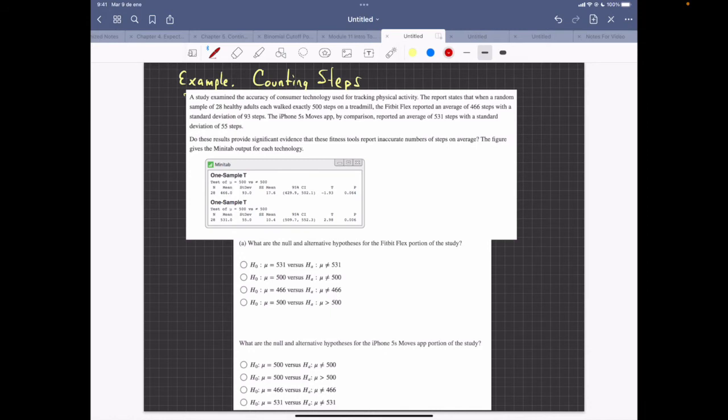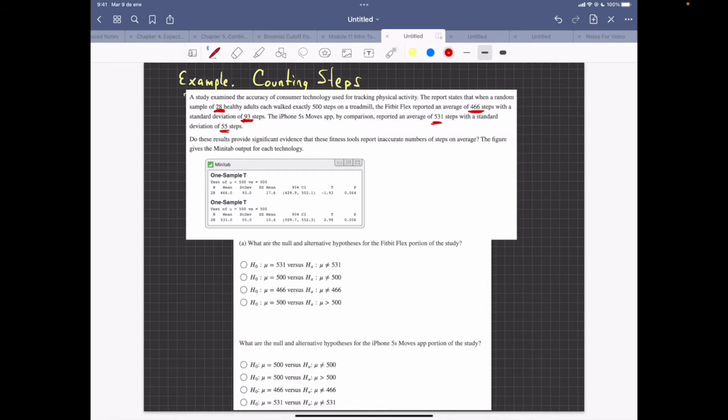Other example, counting steps. It says a study examined the accuracy of consumer technology used for tracking physical activity. The report stated that when a random sample of 28 healthy adults each walked exactly 500 steps on a treadmill, the Fitbit Flex reported an average of 466 steps with a standard deviation of 93 steps. So note, the values for the mean and the standard deviation are given. The iPhone 5S Moves application by comparison reported an average of 531 with a standard deviation of 55.